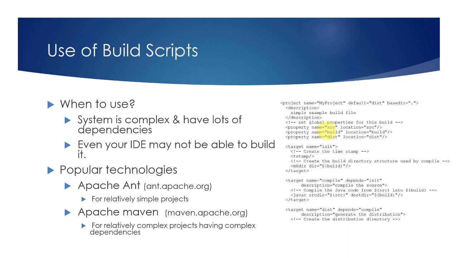There are different technologies to write build scripts for Java applications. Two of the most popular technologies are Apache Ant and Apache Maven. When things are somewhat simple, we can go for Apache Ant, but when things are really complicated with a lot of complex dependencies, usually we go for Apache Maven because it's very good at resolving runtime dependencies.